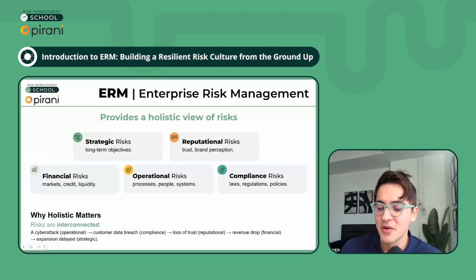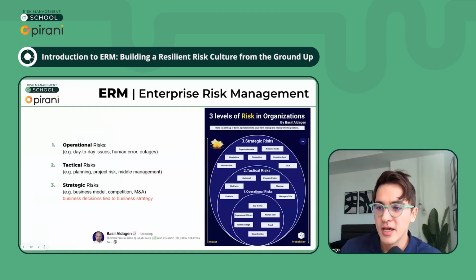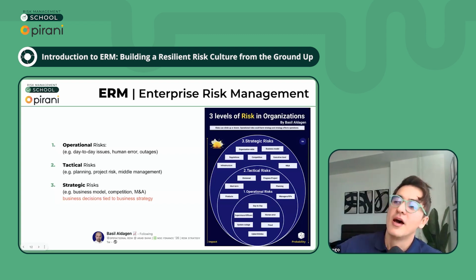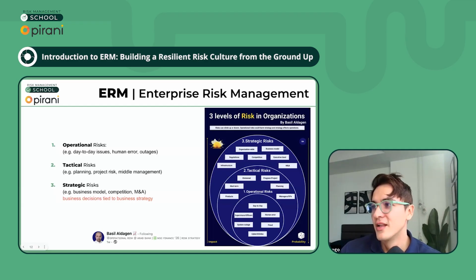This week, I found a very interesting post on LinkedIn, just to give you another idea of frameworks. All the credits are for Basil Aldi, I don't know how to pronounce it. I think he works in Saudi Arabia, and he put this post on LinkedIn about what is for him the hierarchy of risks in an organization. There are operational risks, like the day-to-day issues, human mistakes, fraud, cyber. Then another layer, tactical risks, like products, planning, programs, projects, middle management. And a third layer of strategic risks, like competition, regulations, mergers and acquisitions, business model, infrastructure, business decisions tied to business strategy.